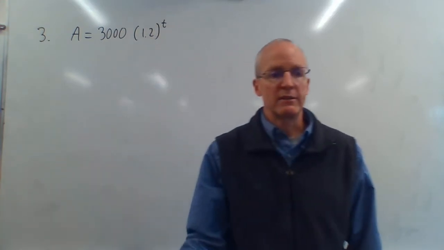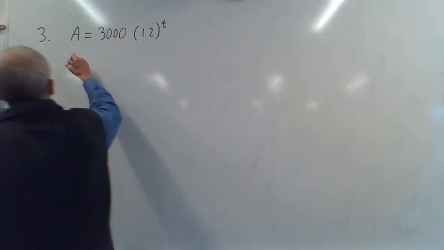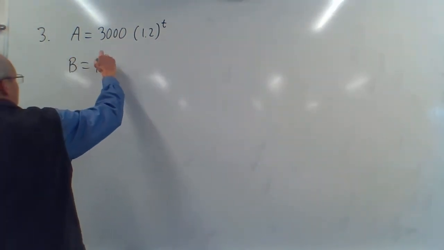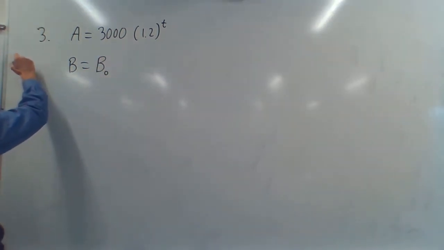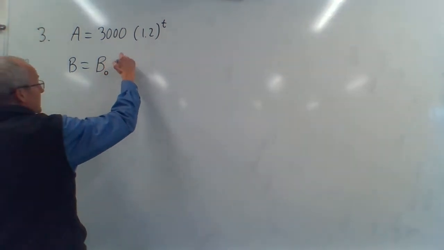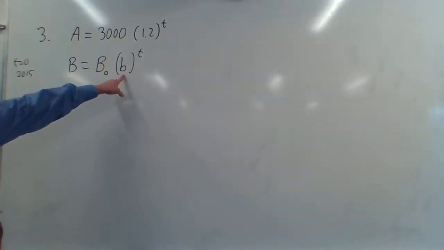Now, the tricky part is to figure out b. So for b, we write the general formula. It's the time at time 0 in 2015, so t equals 0 is 2015, times a new b to the t. The b tells us how fast it grows.